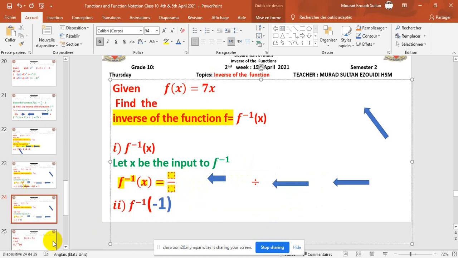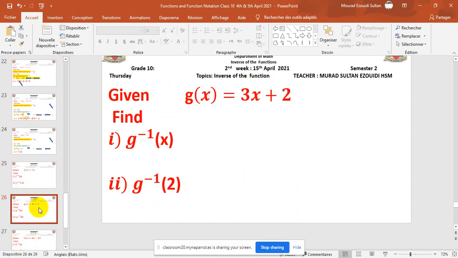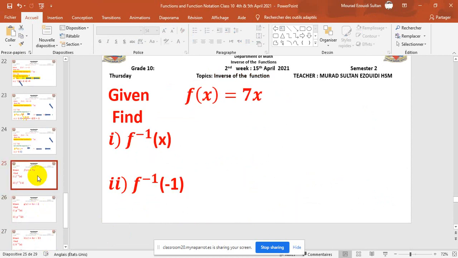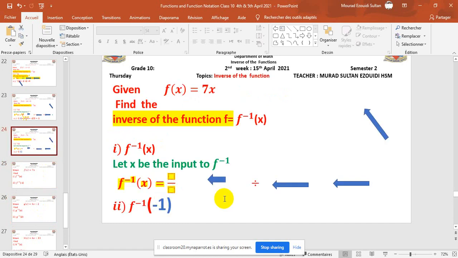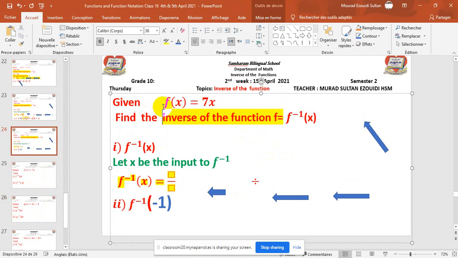Now I will let you do this example. The question you had here: f of minus 1, f of 2. Yes, correct. So here, my daughters, we have another function, f of x equals 7x. Find the inverse of the function f, which is equal to f minus 1 of x. So here we will consider.